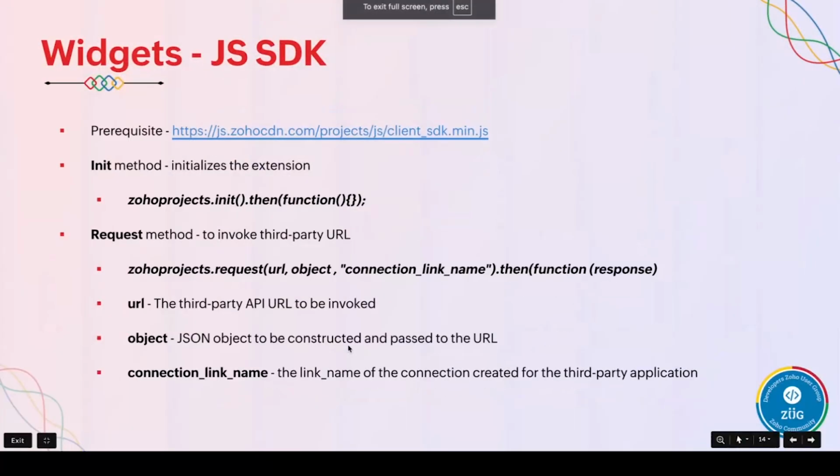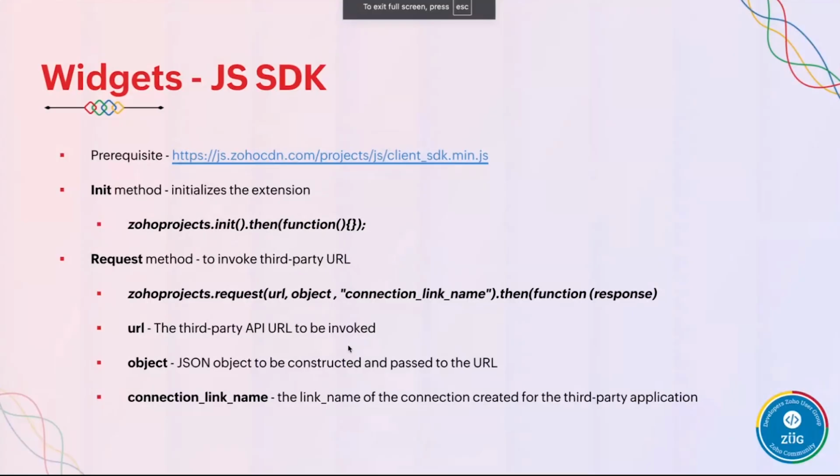So in order to use the JSSDK methods offered by Zoho Projects, you'll have to do two mandatory things. One is including the prerequisite source URL in your script, then utilizing the init method to initialize your extension. So once these two things are done, you can go ahead and use the other JSSDK methods. So I mentioned the request method is an important method we'll be utilizing later, right? So I've just briefed a little on that over here. So that method is used to invoke the third-party application's API. And this is the way in which you'll be constructing that request method.